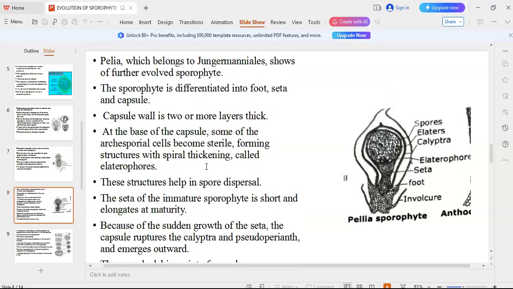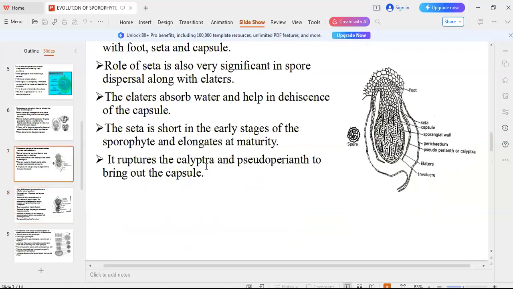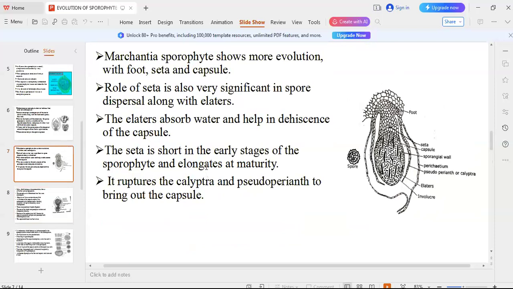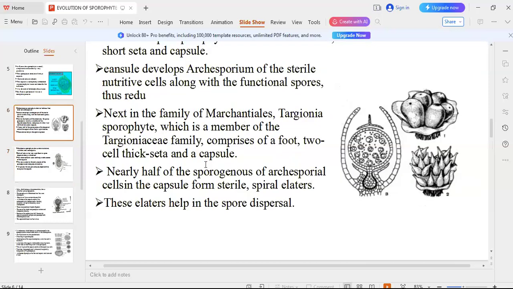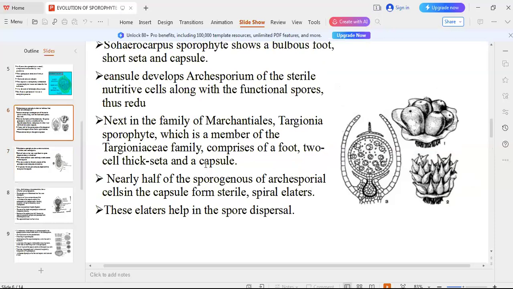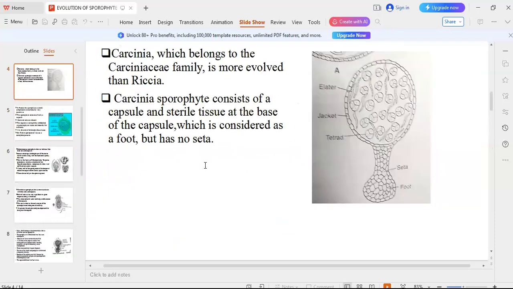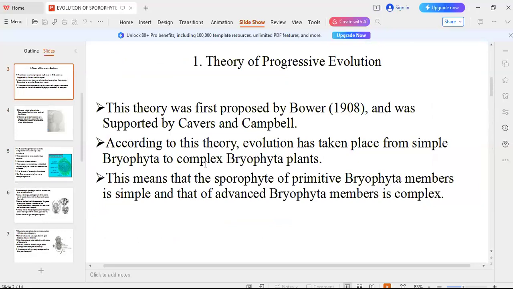Okay. This is about the progressive theory. So who is given the progressive theory? Scientist name? Please tell me anyone. Progressive theory is given by? What, ma'am? Scientist name, progressive theory. We are learning about the progressive theory, no? Progressive theory. Progressive theory. Okay, okay. Progressive evolution, no, ma'am. Evolution means this is a one theory. Okay, theory of progressive evolution.